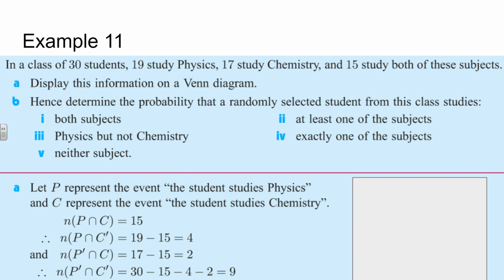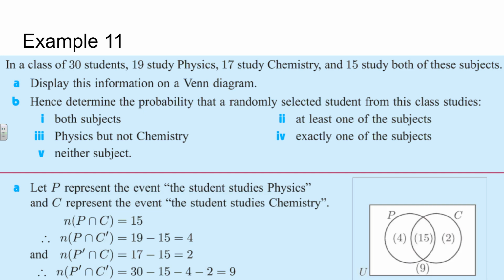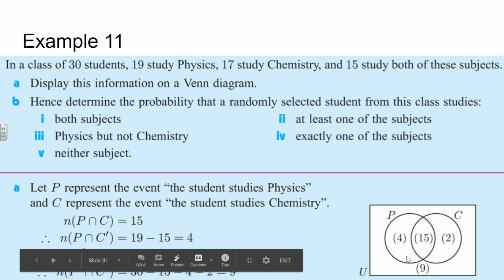And vice versa, you can do the same thing on the other side. The people that are not in physics, but they are in chemistry, 17 minus 15, and that gives me 2. And then the only thing that's left is to figure out how many people are not in either one of these subjects. And for that, I'm going to start with the sample size 30 minus 15 minus 4 minus 2 gives me 9 on the outside. So here's our Venn diagram. When you're making these Venn diagrams, you always start on the inside, the intersection, then work your way out. Make sure you're careful not to put out here that 19 value, because that 19, 15 of them already have been accounted for here in the middle, so there should only be 9 on that side.